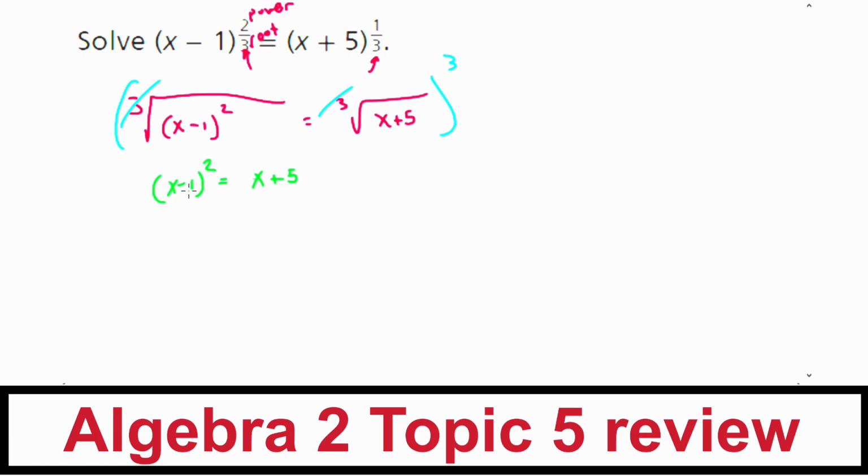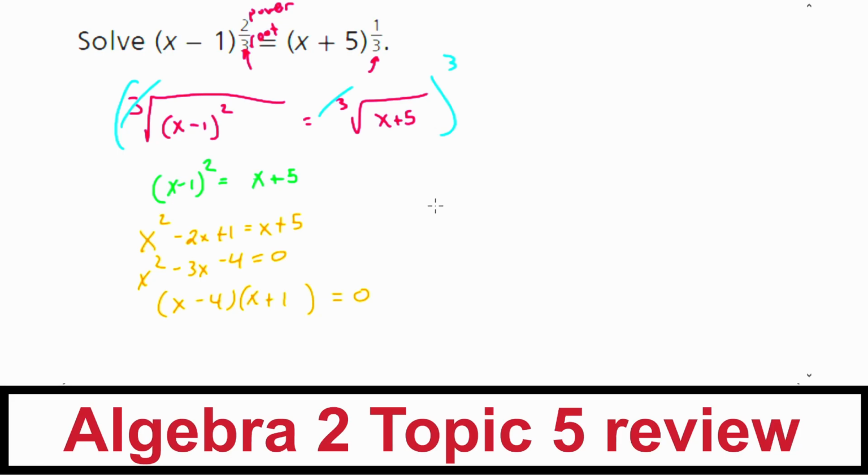x minus 1 all squared, same thing we just did on the last problem. That's x squared minus 2x plus 1 is equal to x plus 5. Move all of this over, I'm going to end up with x squared minus 3x minus 4 is equal to 0. And my question becomes, what two numbers multiply to negative 4 but add up to negative 3? Well, that's going to be negative 4 times positive 1. Negative 4 times 1 gives me that negative 4. And then when I distribute, I'm going to have negative 4x plus x to get negative 3x.